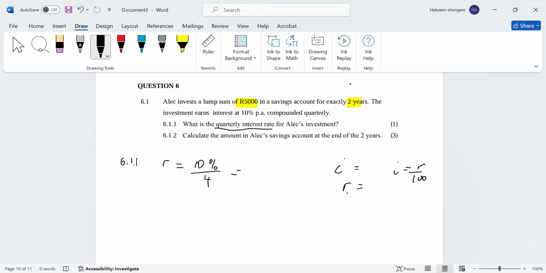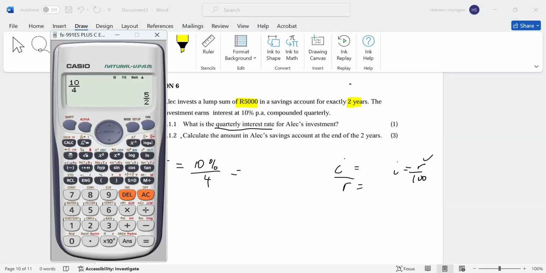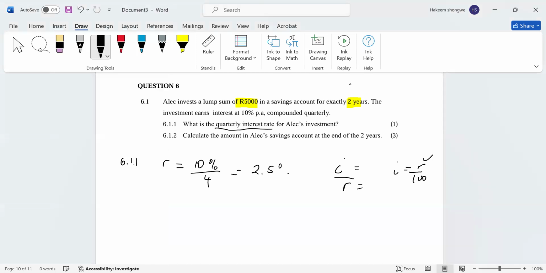So if your answer is in I, it is the interest rate as a decimal. If your answer is in R, it is your interest as a percentage. That's how we define it in grade 10. So if you divide this, you get 2.5. So for this one, you get 2.5. So when you're supposed to tell them what this is going to be, it is 2.5%.